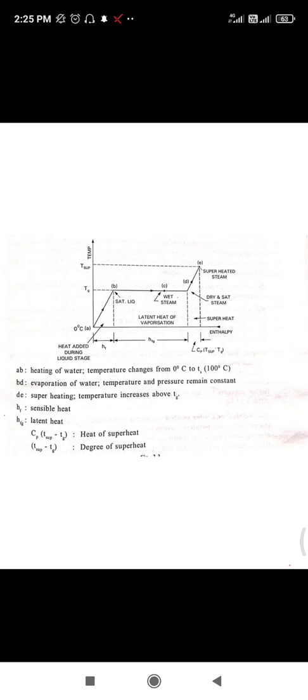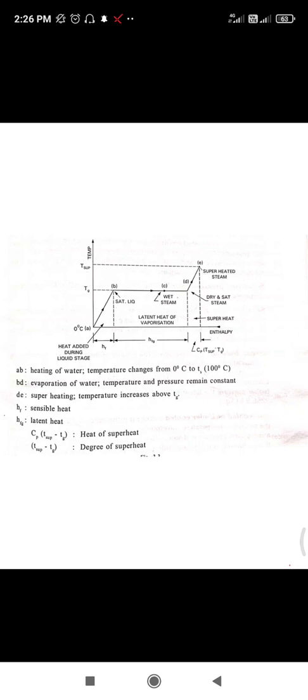What is the degree of superheat? Heating the steam to increase the temperature above the saturation temperature corresponding to the given pressure is called superheating. Once again, this is very important, both are very important. The increase of temperature of steam during superheating is called the degree of superheat.